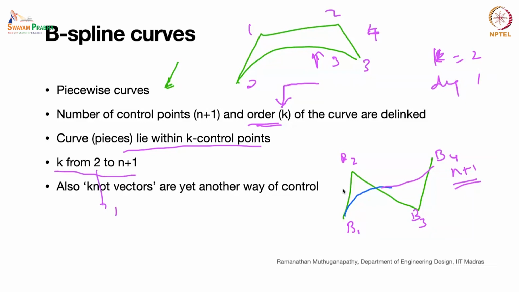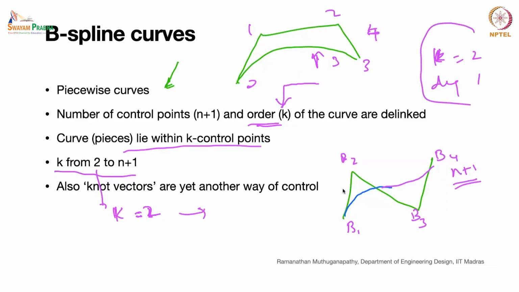That means, if I have k equals 2, what is the degree of the curve? Yes. 2, sir. What will be the degree of the output curve if k equals 2? All are sleeping. 1, sir, 1. That is what I told here, right? The degree is 1 less than k. If k equals 2, I am going to get a degree 1 curve.